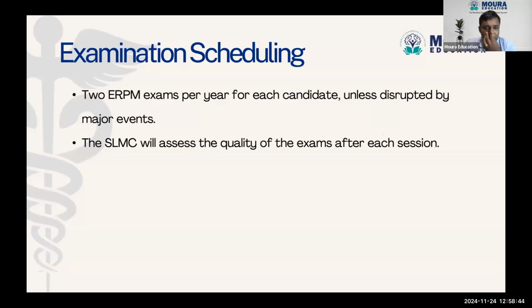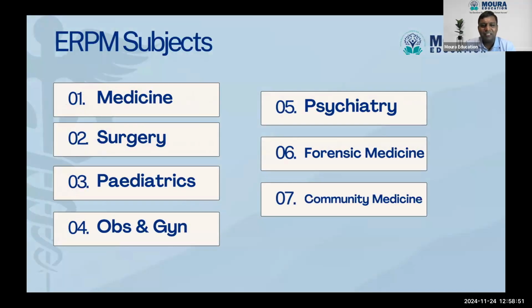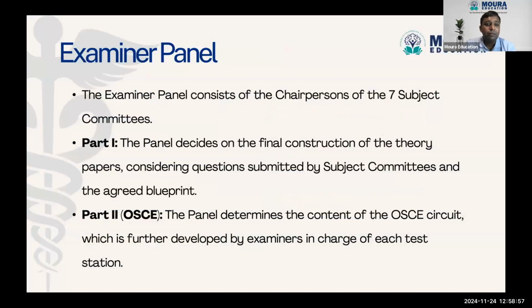Okay. So there will be 2 exams, and they will assess the quality of the exams. As you all know, all 7 subjects will be included for Part 1 as well as Part 2. The examiner panel basically consists of the 7 subjects' committee. That committee will decide the questions. So this is a common exam format: the committee will give the possible questions.